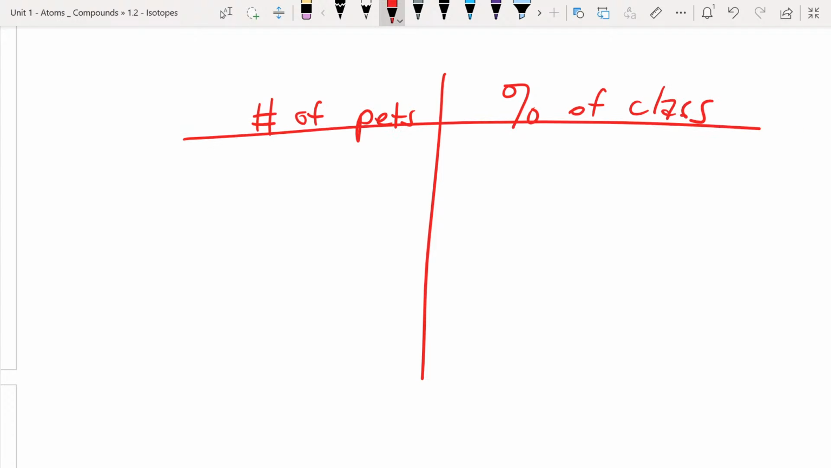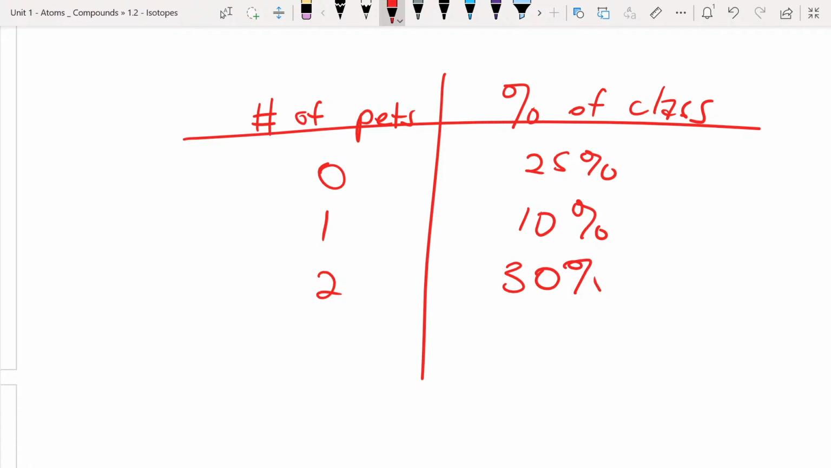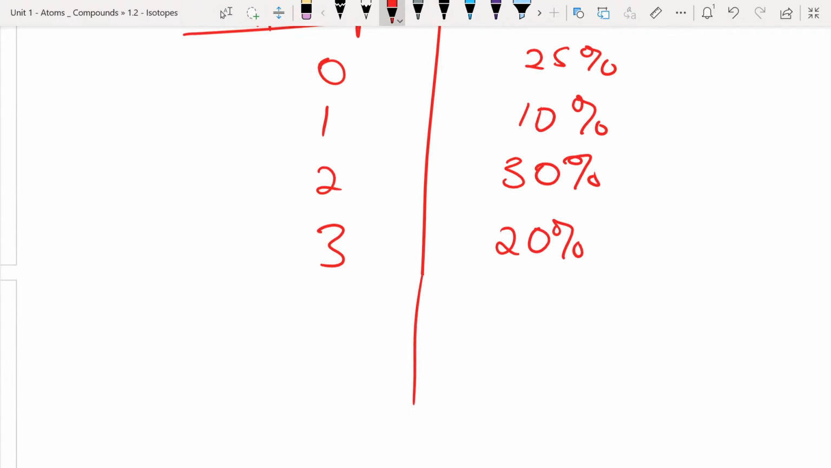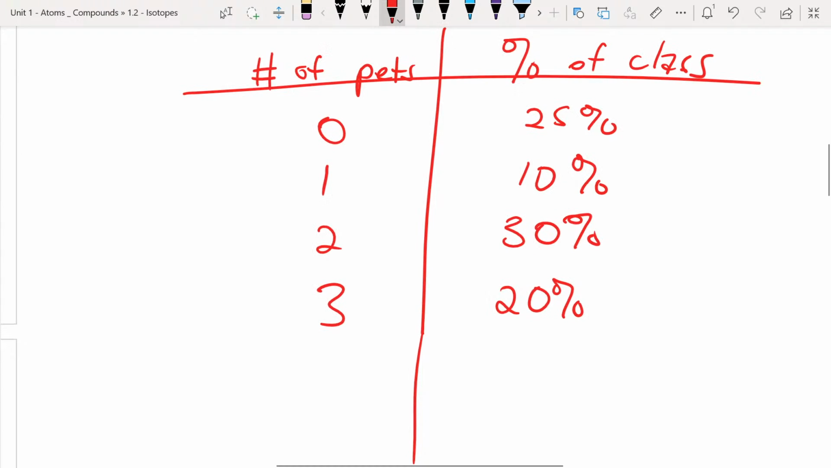What if I knew that 25% of our class had no pets, 10% had 1 pet, 30% had 2 pets, 20% had 3 pets, 10% had 4 pets, and 5% had 5 pets.